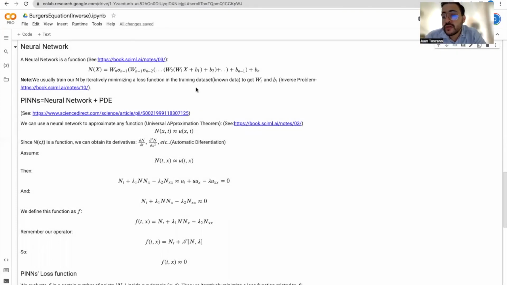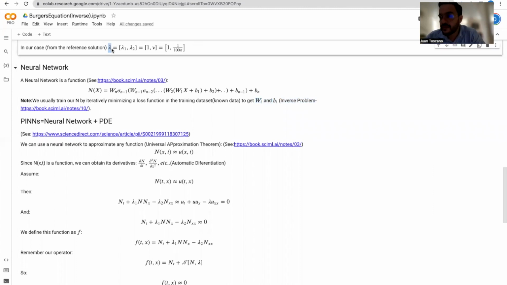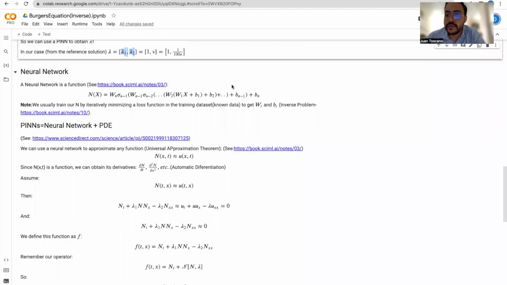But how do we actually solve this kind of problem? Let's recall that training a neural network is a case of an inverse problem. So we currently have the mathematical and computational tools required to estimate parameters inside of a neural network. So we will just place our lambda inside of our neural network. In other words, we will include our lambda 1 and lambda 2 as parameters of our neural network. And then we'll ask our optimizer to obtain the right value.